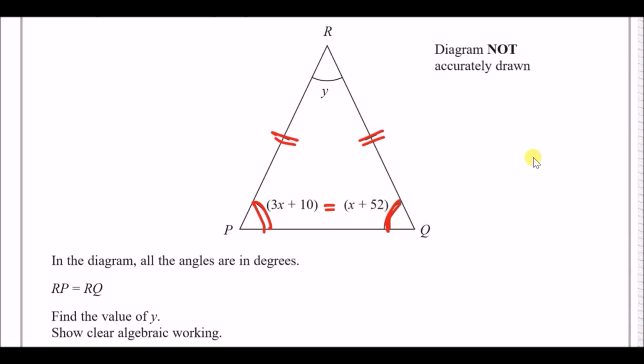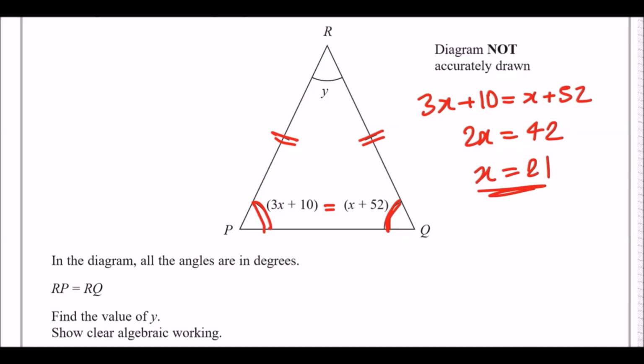So let's equate these two. So we've got 3x plus 10 equals x plus 52. And then we just solve to find x. So minus x across and minus 10, you're going to get 2x equals 42. Half of this, x equals 21. So that's nice and easy.